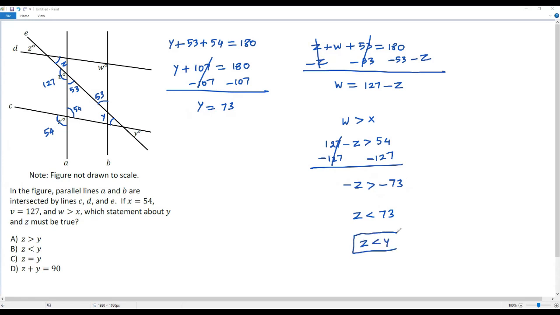Okay, here I got a result z less than y, and I find this result z less than y in answer choice B. So z less than y must be true about y and z. The correct answer choice for this question is B.